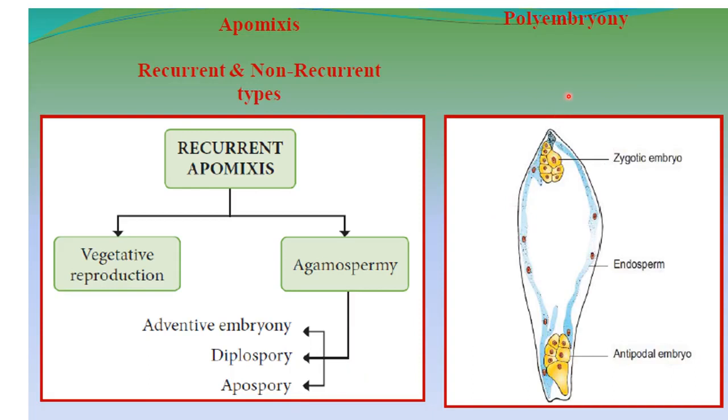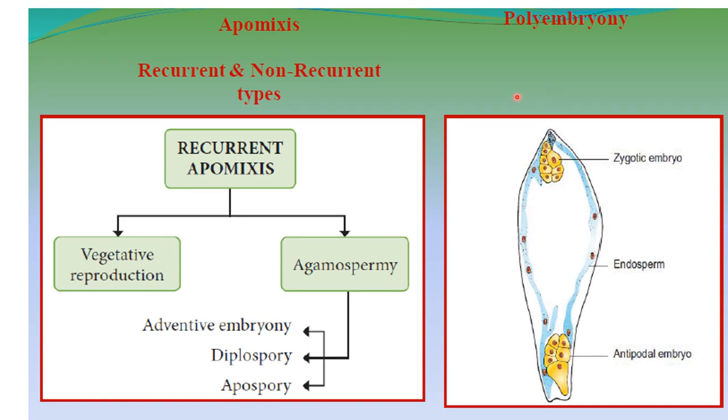In polyembryony, more than one embryo is formed in a seed. The process is called polyembryony. It was first reported by Anton van Leeuwenhoek. In the picture we are seeing here, a zygotic embryo, a single embryo, is the usual nature. If it cleaves and forms many embryos, and here antipodal cells give rise to an embryo, that means more than one embryo is found in a seed, the term is called polyembryony.